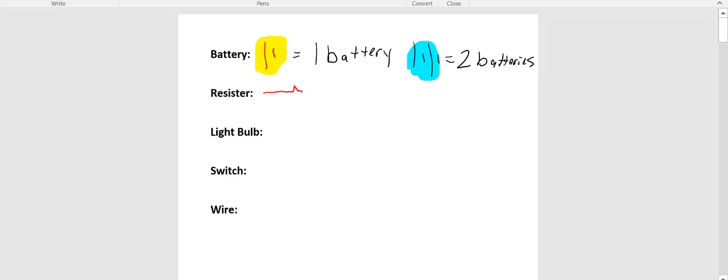Now a resistor is just a line and a little squiggle in the middle of it, and then another little line. It's kind of like the heart rate monitor machine in the hospital. It looks like that, up and down, and it could be horizontal. It can also be vertical, like that. It doesn't have to be perfect, but that's the general gist of those.